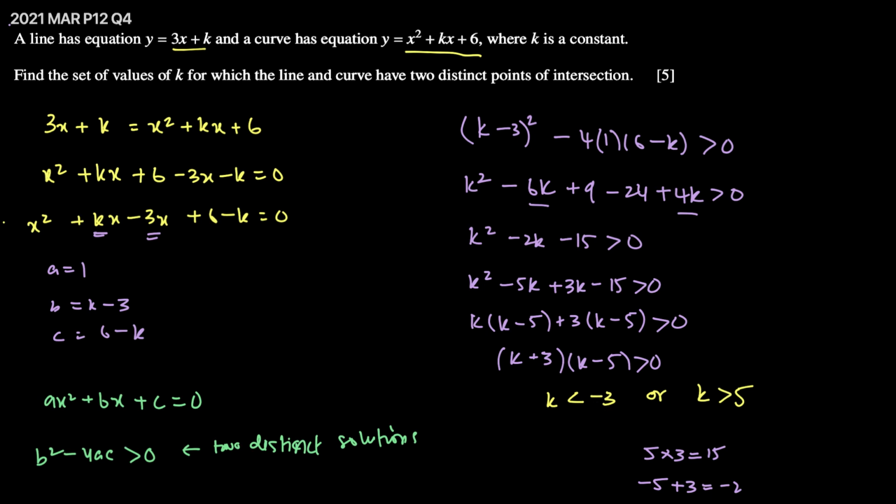For this particular set of values, the discriminant of this quadratic equation is greater than 0, which means that we're going to get two distinct values of x and therefore two distinct values of y, and hence we have two distinct points of intersection. So for this set of values of k, we have two distinct points of intersection, and therefore this is your answer.